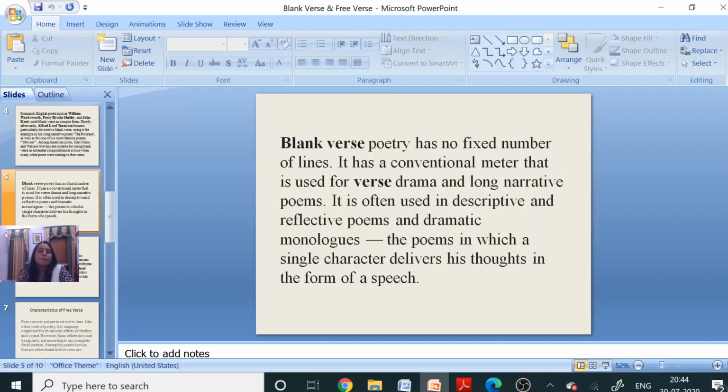We'll have a separate session for dramatic monologues, but for now you just understand it in this way, that a dramatic monologue is a poem in which a single character delivers his thoughts in the form of a speech.